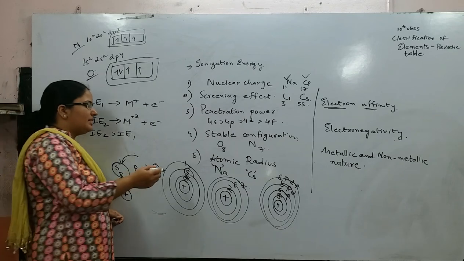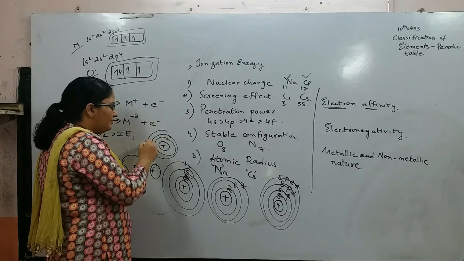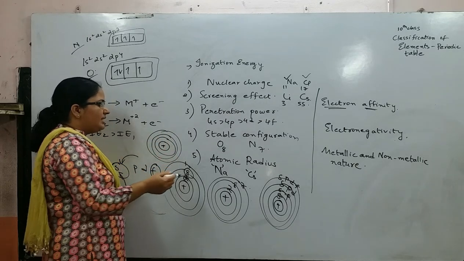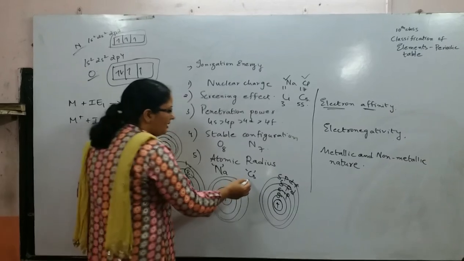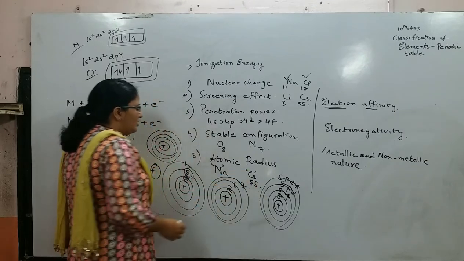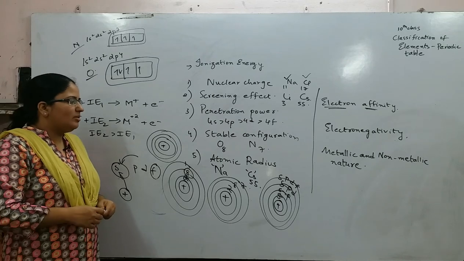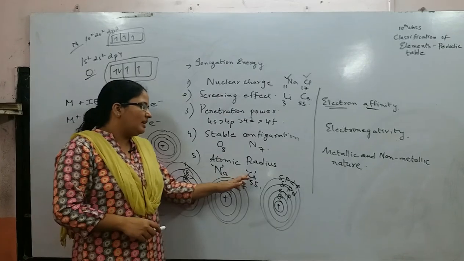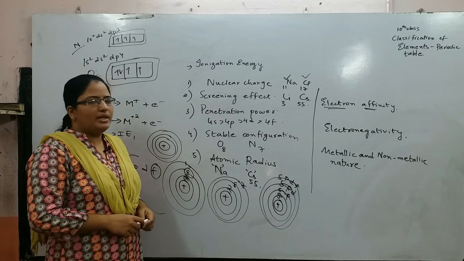Now, sodium has got only 3 shells, whereas cesium, if you take, it has got a number of shells. Cesium atomic number is 55. It has got a number of shells compared to sodium. So, it is easy to remove an electron from cesium compared to sodium. So, that is about the atomic radius.